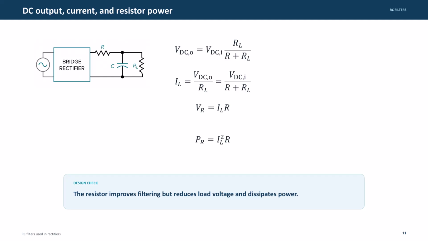These equations are all DC quantities. They should be evaluated before the ripple calculation because a design that gives excellent attenuation may still fail if it loses too much voltage or overheats the resistor.